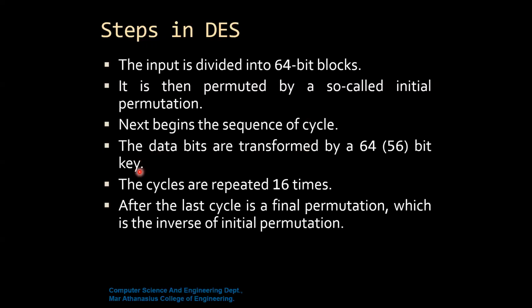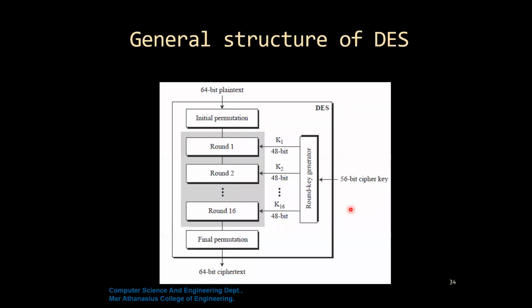This round is repeated 16 times. After the last round, a final permutation, which is the inverse of the initial permutation, is performed, which creates what we call the ciphertext. This is shown in the form of a diagram here, which gives the general structure of DES.